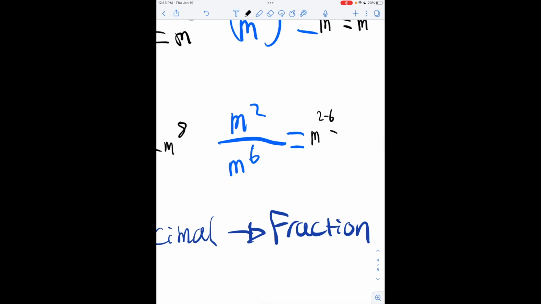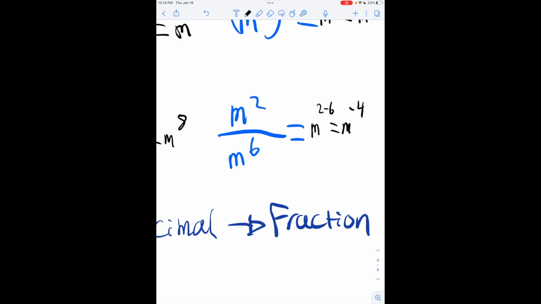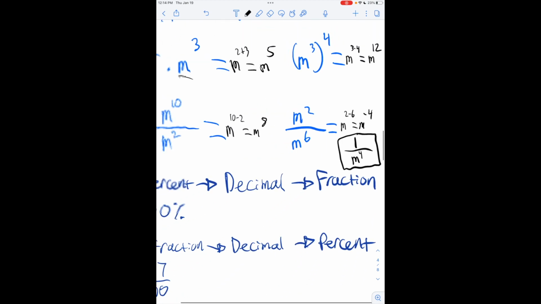2 minus 6. This time I get a negative number. We don't like having negative exponents, so what we do is we move it into our denominator because it's getting smaller. When our denominator gets bigger, our number gets smaller. So that's one way we show negative exponents.